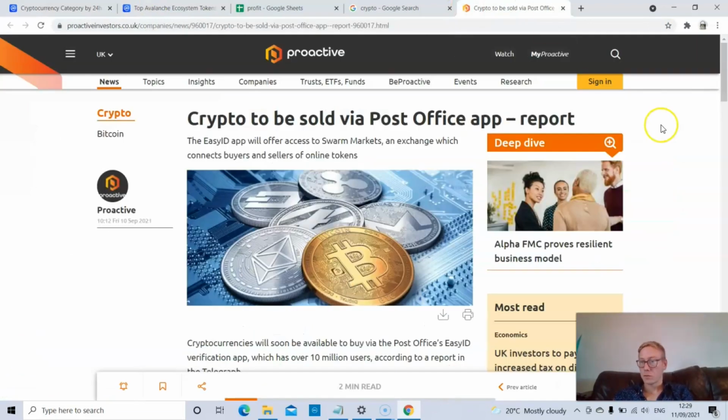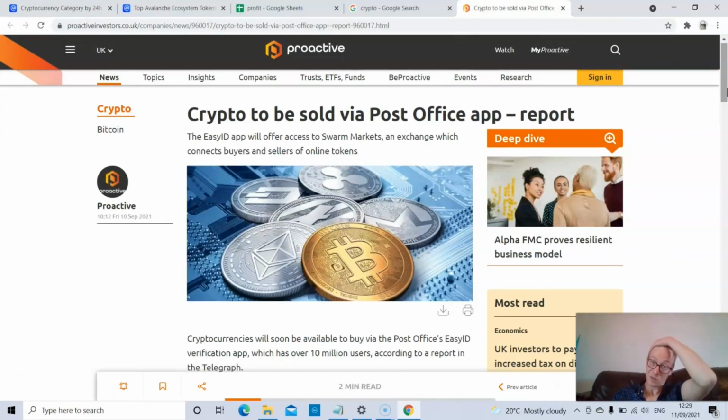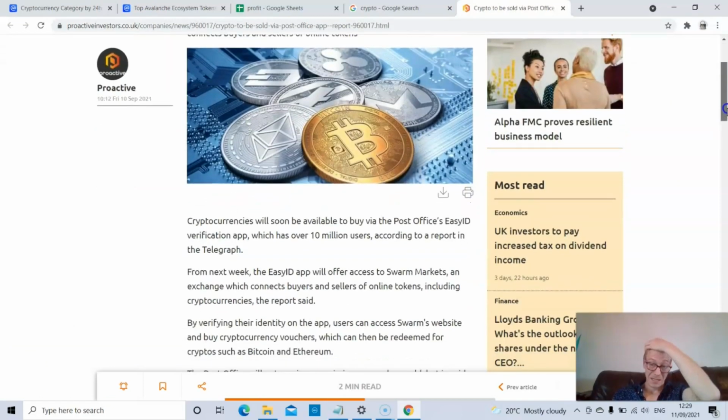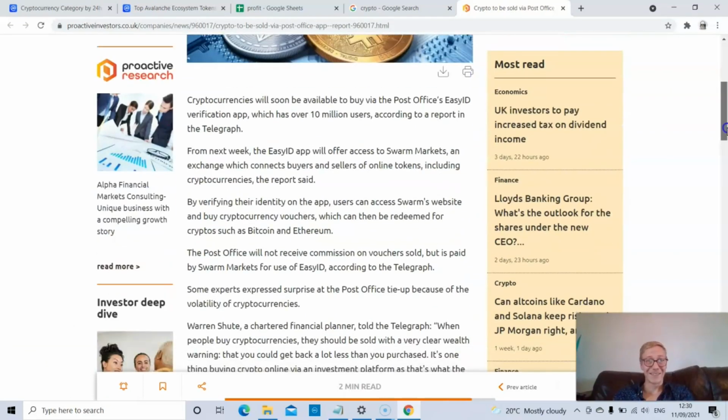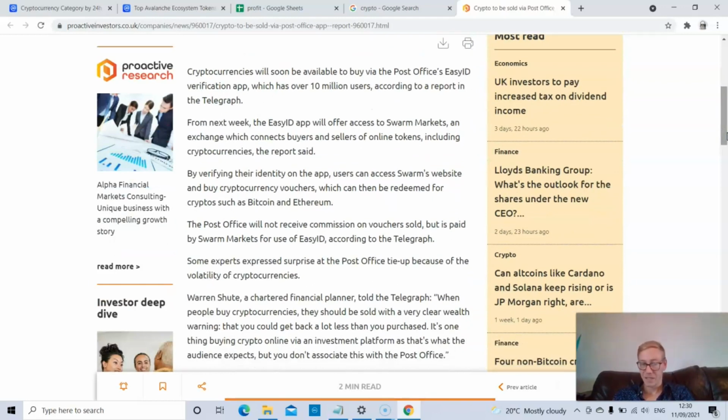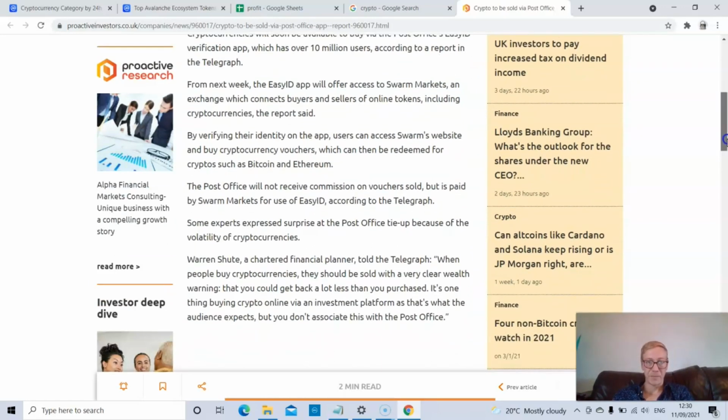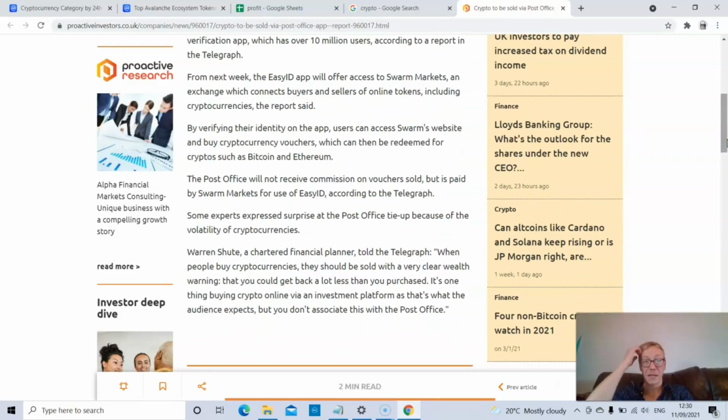Let's talk about the news coming out of the UK. So crypto is going to be sold via a Post Office app, which is pretty interesting news. The Post Office app, Easy ID, has like 10 million users, and they'll have access to Swarm Markets where they can buy cryptocurrencies. Once you've verified your ID on the app, you can use Swarm's website and buy cryptocurrency vouchers that can be redeemed for crypto such as Bitcoin, Ethereum, etc. The Post Office apparently is not getting commission on the vouchers sold, but is paid by Swarm Markets for the use of Easy ID. So I'm sure they're going to make decent returns on that.